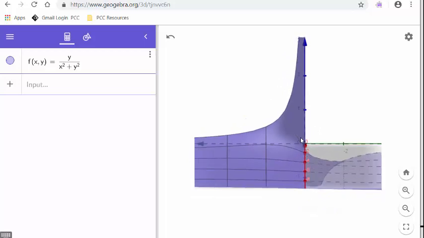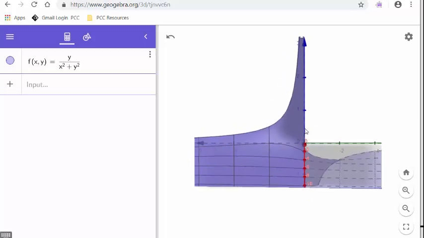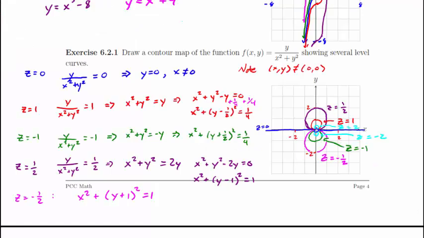Cool. I love this software. I started playing with it probably a year ago, and I'm amazed at how much more powerful it is than anything else that we've had via calculators or anything before this. So, okay.